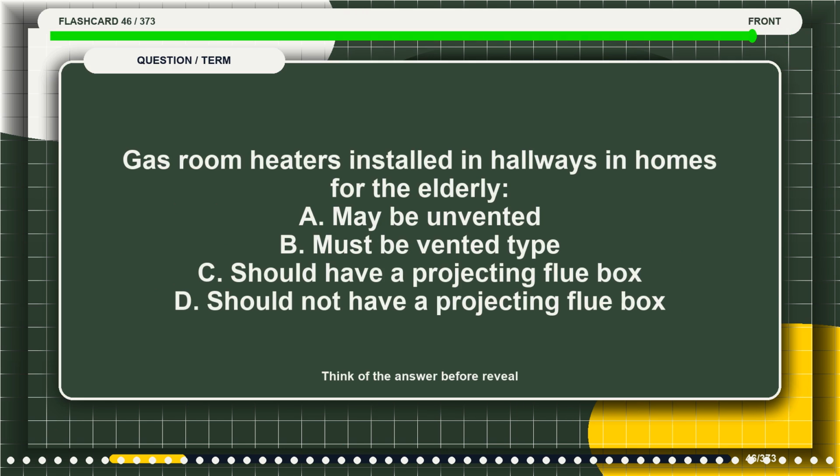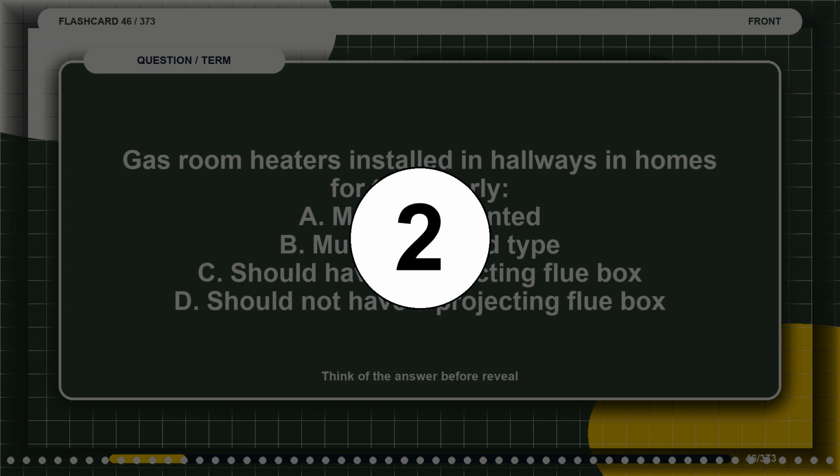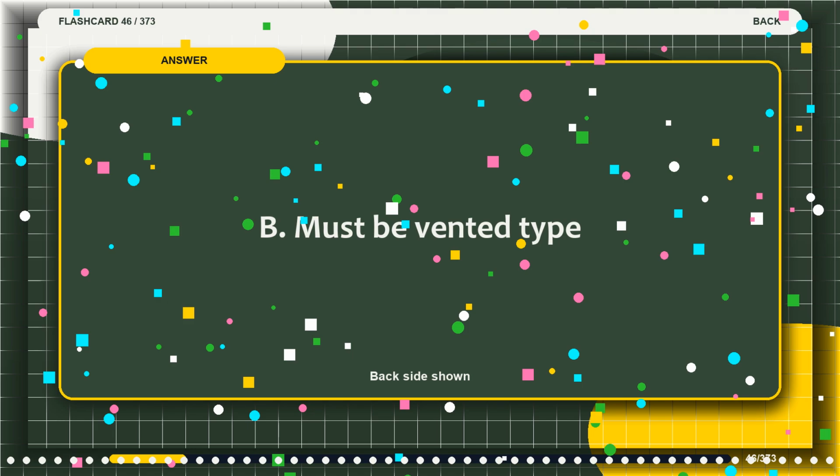Flashcard 46. Gas room heaters installed in hallways in homes for the elderly: A. May be unvented. B. Must be vented type. C. Should have a projecting flue box. D. Should not have a projecting flue box. Think of the answer before the reveal. The answer is B. Must be vented type.